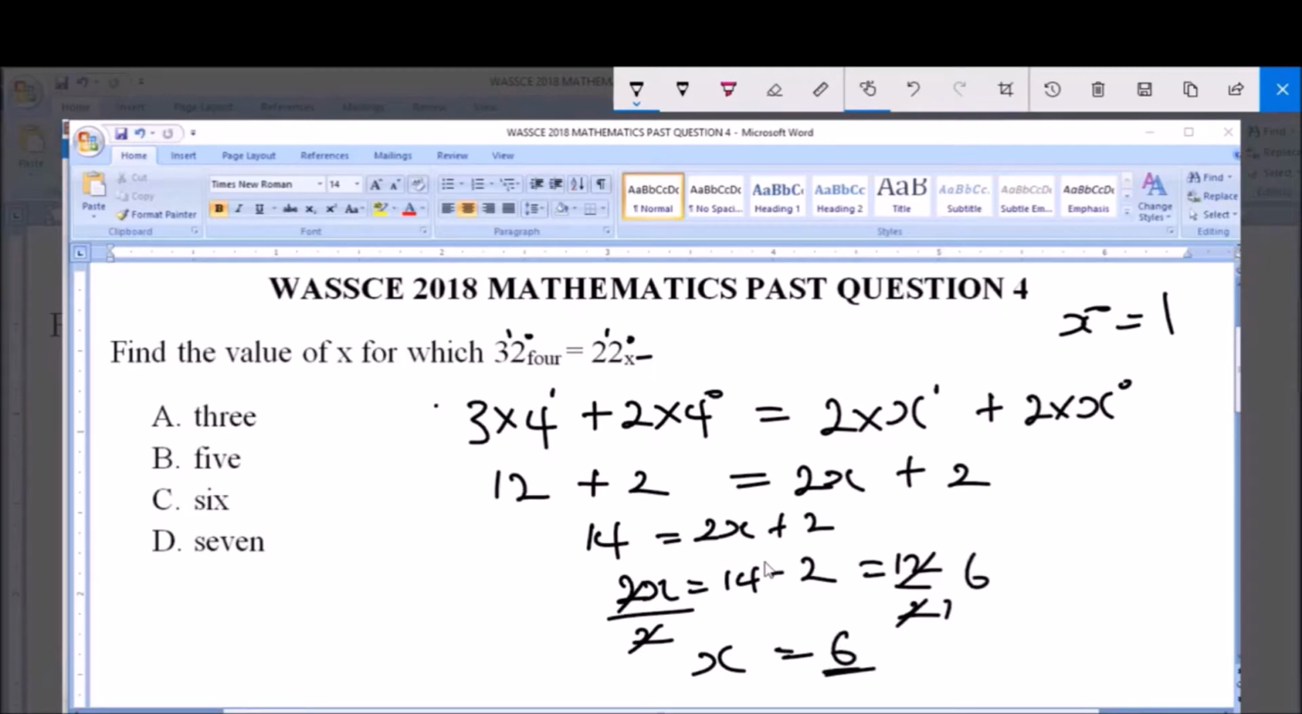So the value of x here is 6, meaning that 34 base 4 is equal to 22 base 6. So the answer to this question is option C.